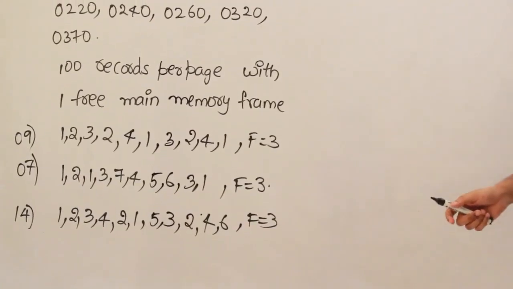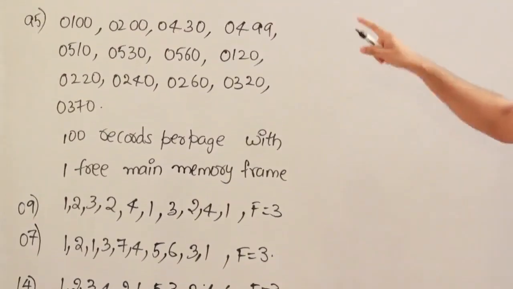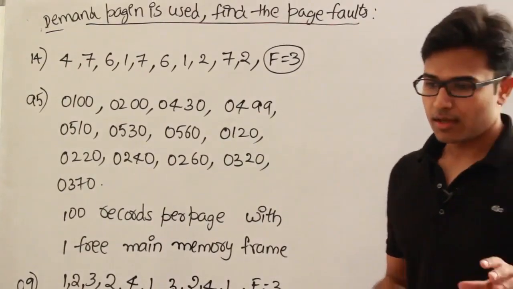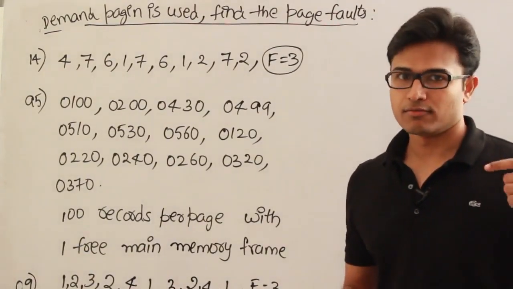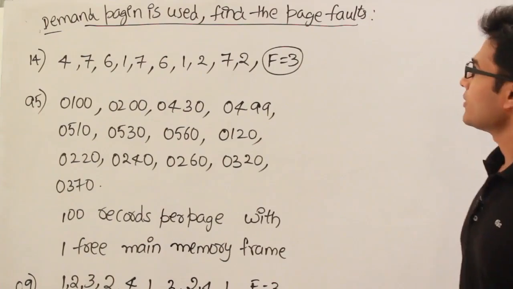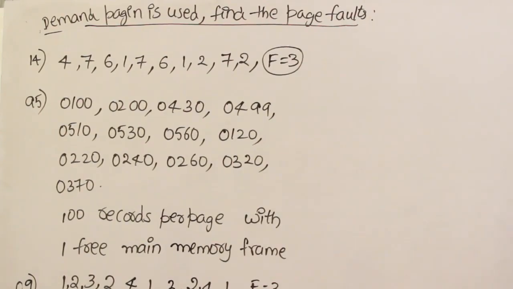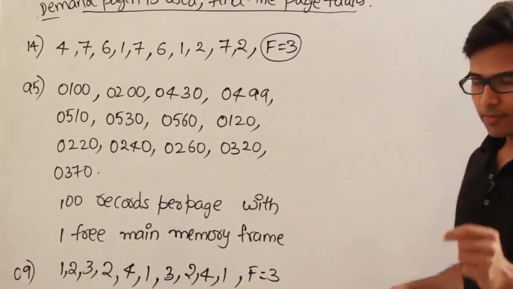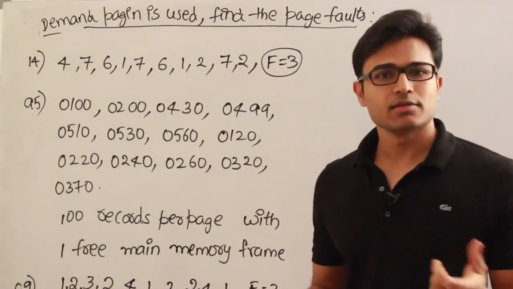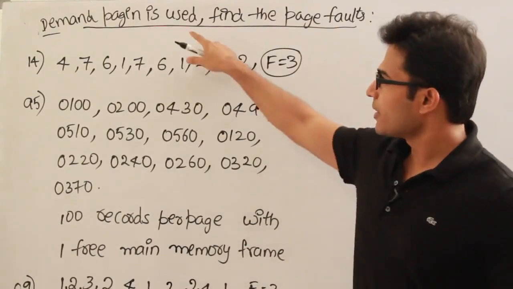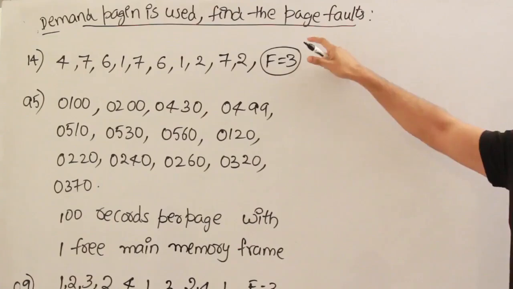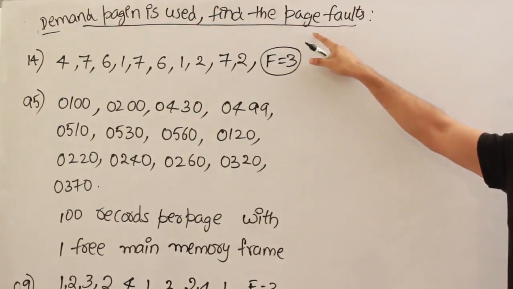So what are they asking? They are saying that demand paging is used. Demand paging means that initially when you start the process, no pages are in the main memory, right? And then page faults are going to happen. So they are asking us how many page faults there are. What is a page fault? Whenever you refer to a page and the page is not present, that is a page fault, right? They are saying that demand paging is used for all of them and page faults will occur, and they want us to count how many.